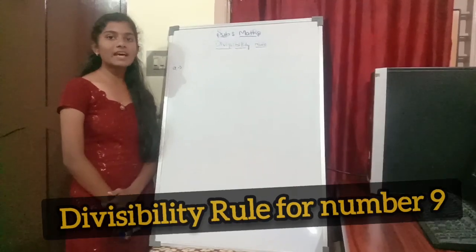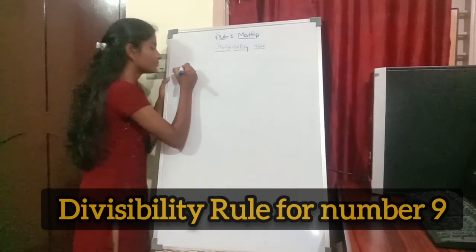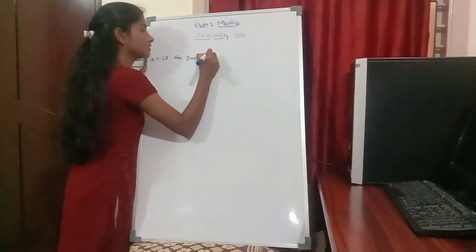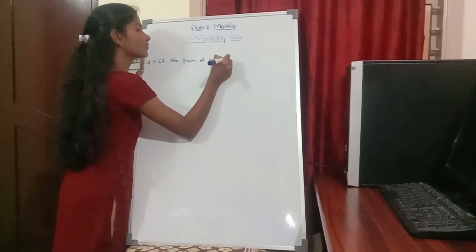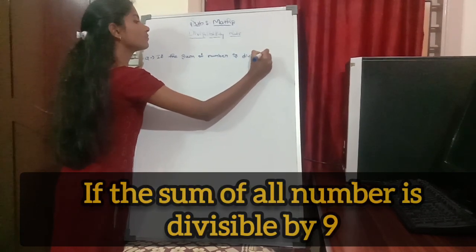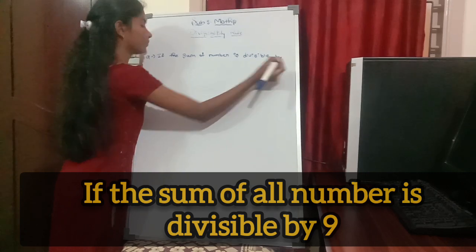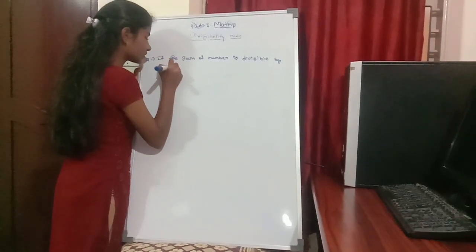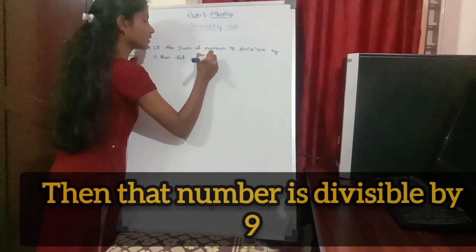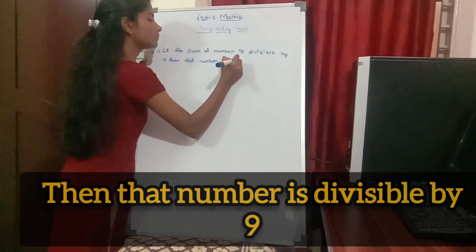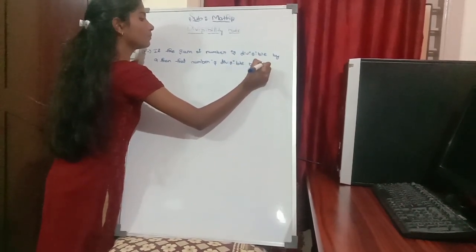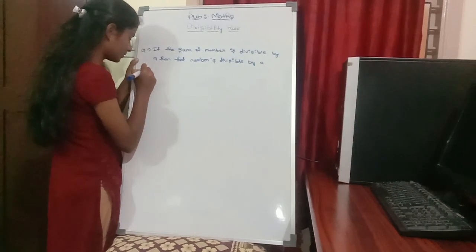Let's go to the divisibility of 9. Divisibility 9. This is like the 3 divisibility rule. If the sum of the digits of a number is divisible by 9, then that number is divisible by 9. Let's take an example.